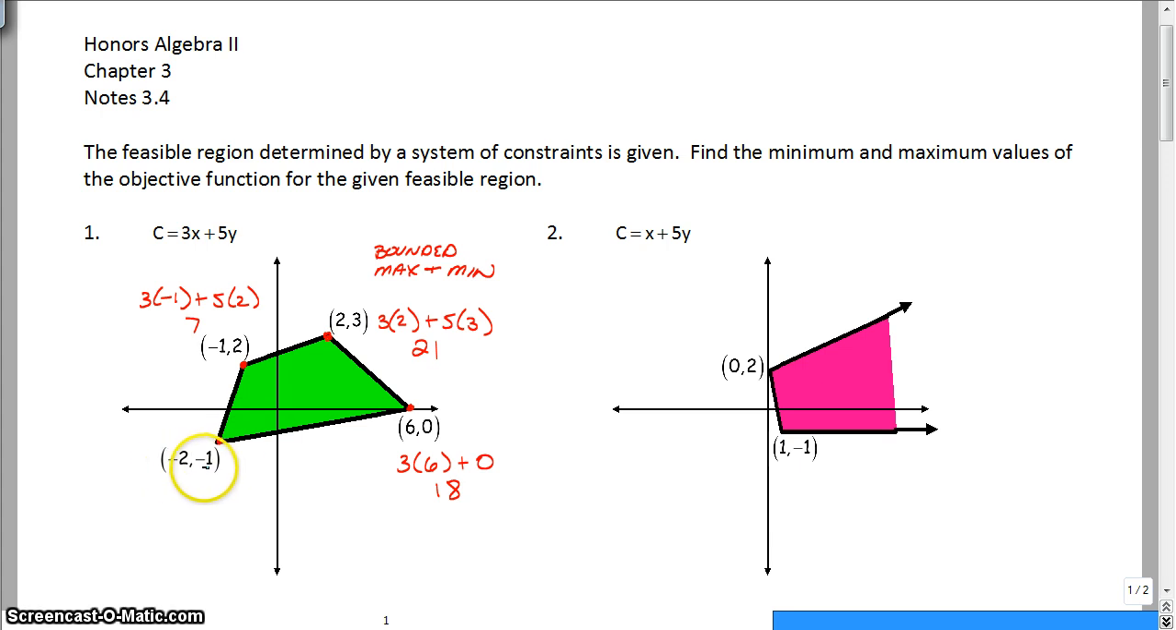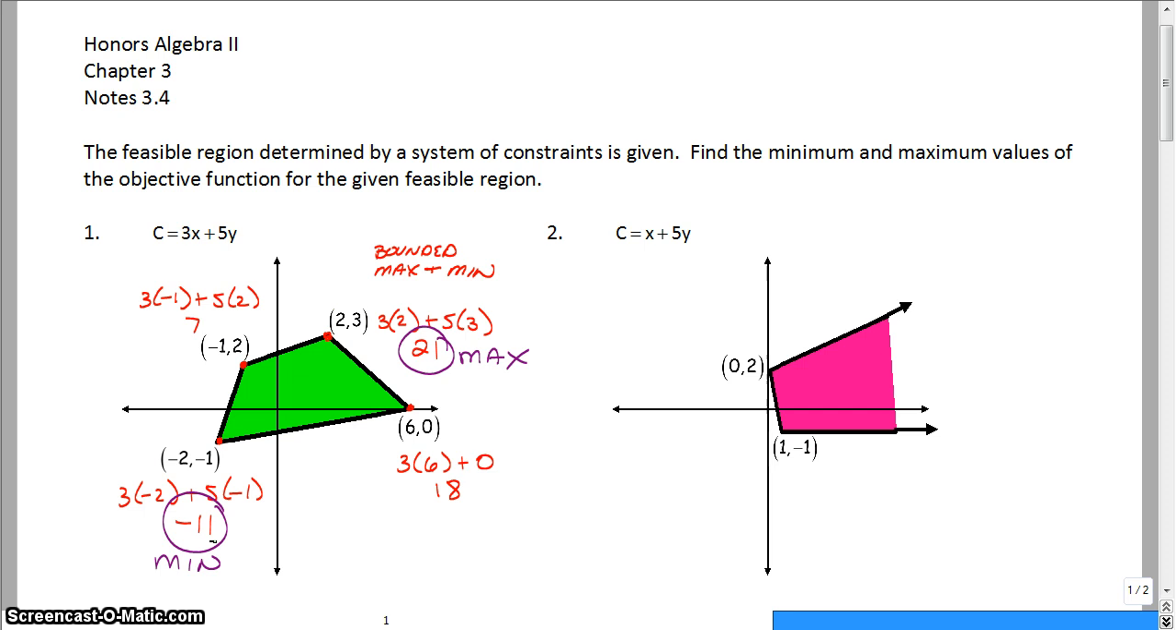And then the last one is negative 2, negative 1. So that's 3 times negative 2 plus 5 times negative 1, which is going to give us negative 11. So then you have to state your max and your min, because this is a bounded feasible region. So our maximum is 21, and our minimum is negative 11. Okay, and that's all you have to do: list the values that your max and min are, and you'll have to show your work of where you got your max and min.